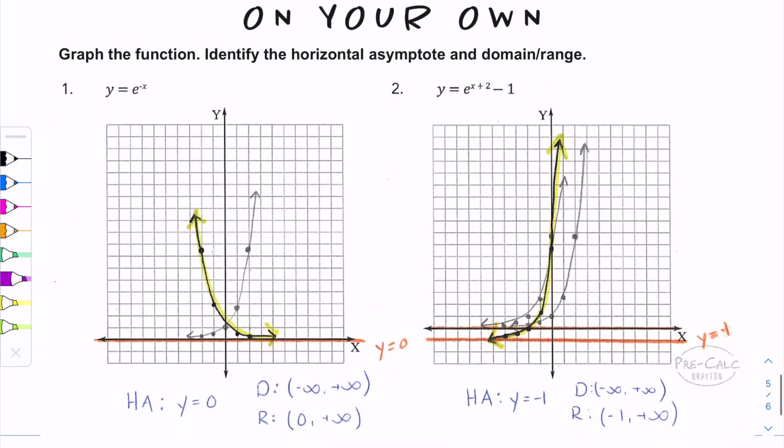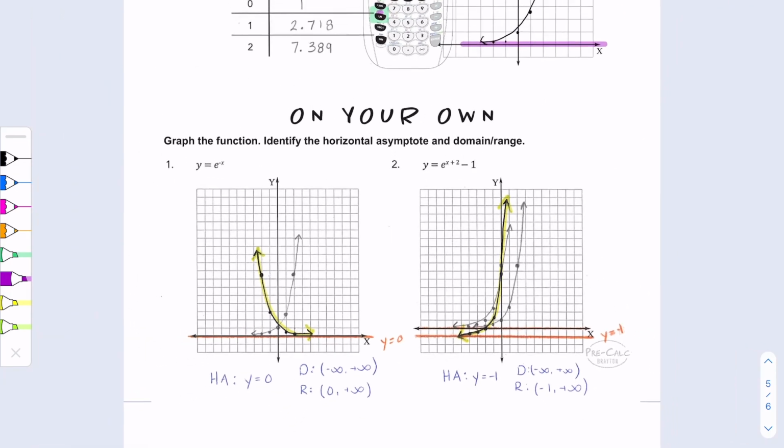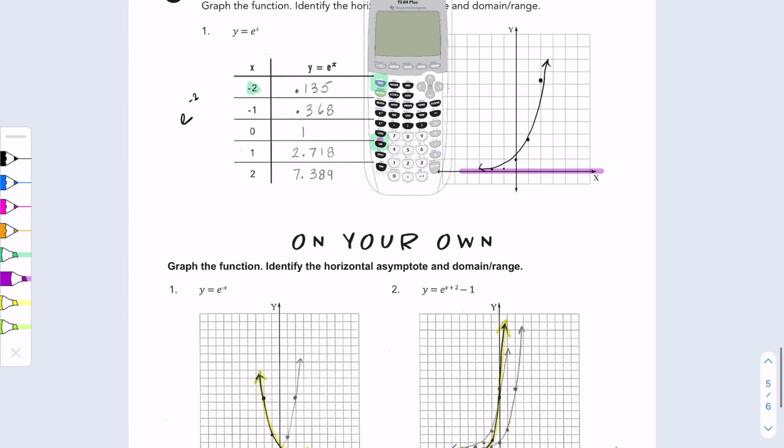So if you want to take a minute and do the two on your own, all the transformations are the same. You just have to have that parent function down. So it's a good idea to make sure you know where this is in your notes.